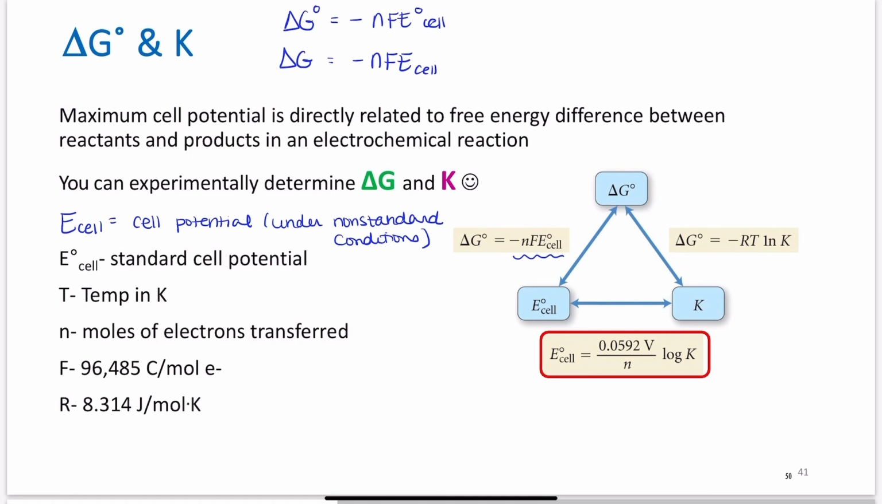We can also see a correlation between delta G and K. Delta G naught is equal to negative RT ln K. And then the correlation between cell potential and K: my standard cell potential, E naught of my cell, is equal to 0.0592 volts divided by n, the number of electrons transferred, times the log of K.